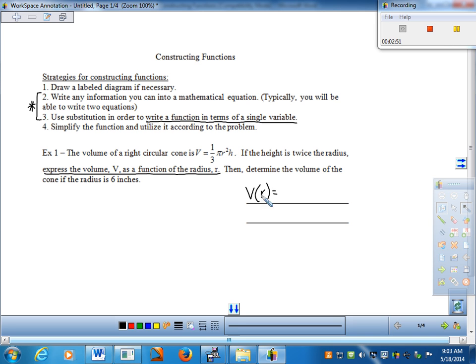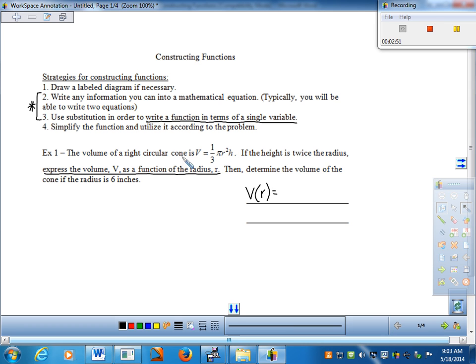So in this one, I'm not going to bother with the label diagram. I definitely will on the next 3 examples. I think in this case, if you want to go ahead and draw a right circular cone, that's perfectly fine. But I think we've got enough information to work with that we don't need it.